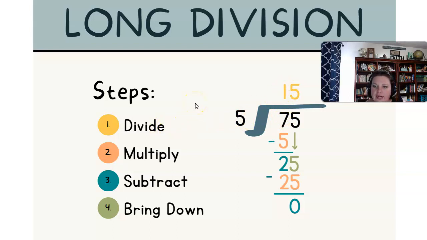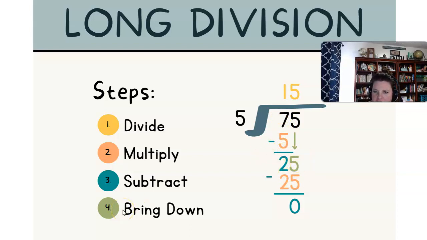Check, we've divided. Now multiply. 1 times 5 equals 5. Check, we've multiplied. Next, subtract. 7 minus 5 equals 2. Check. Bring down. Bring down what? If you have another number here, bring it down next to the answer that you had when you subtracted. So now we have a number of 25.